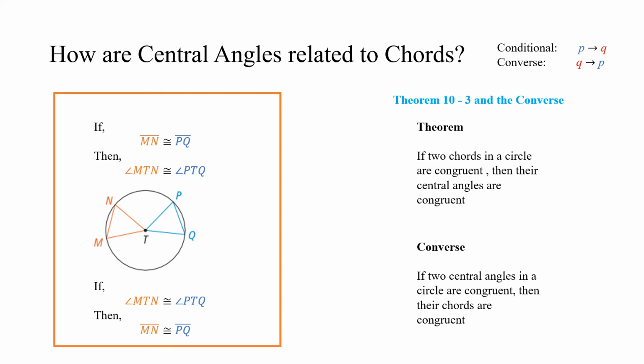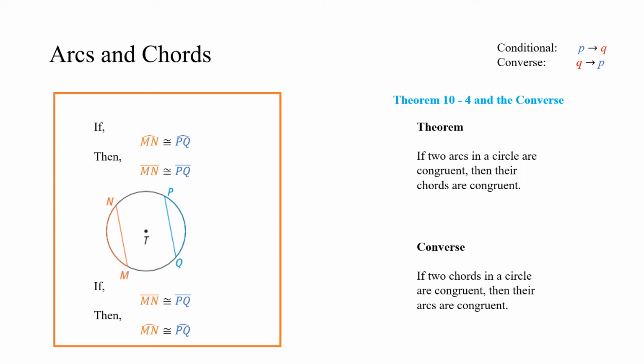We can also see that if two arcs in a circle are congruent, then their chords are congruent. In other words, if we have arc MN over here, and we know that it's congruent to arc PQ, then what theorem 4 allows us to say is that MN and PQ, these two chords, are congruent to each other.